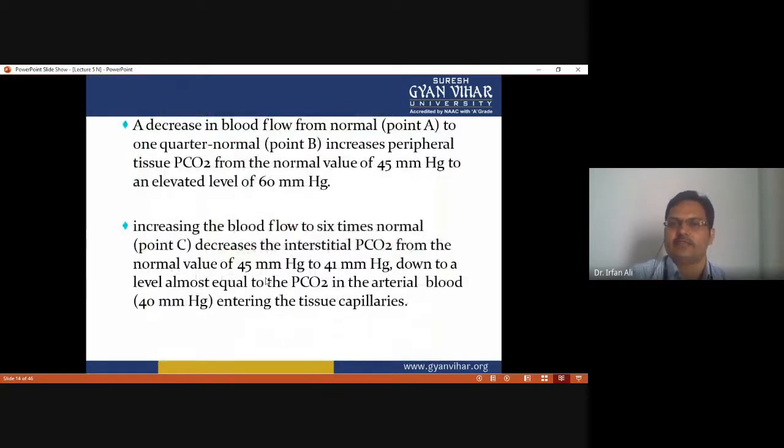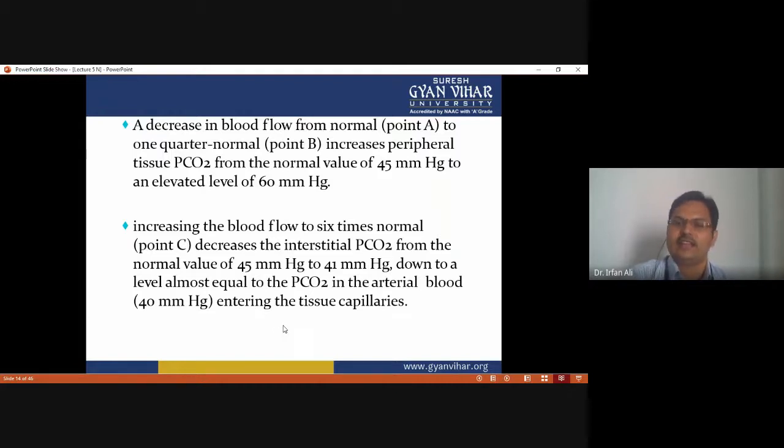A decrease in blood flow from normal, that is point A, to one quarter normal, that is point B, increases the peripheral tissue partial pressure of carbon dioxide from the normal value of 45 mmHg to an elevated level of 60 mmHg. If we increase the blood flow to six times normal, that is at point C, it decreases the interstitial partial pressure of carbon dioxide from the normal value of 45 mmHg to 41 mmHg, down to a level almost equal to the partial pressure of carbon dioxide in the arterial blood.